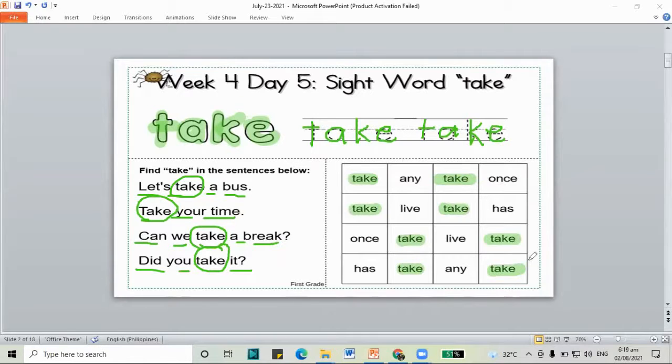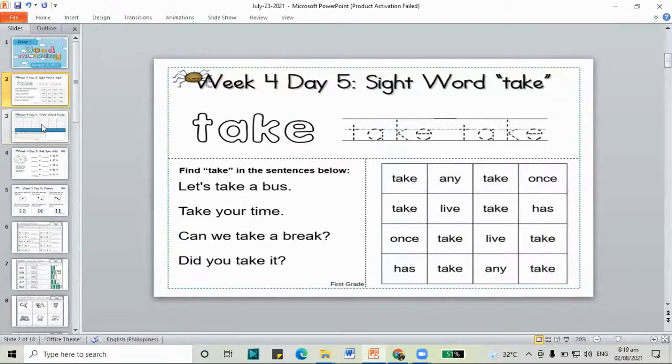1, 2, 3, 4, 5, 6, 7, and 8. There are 8 take words. If you're not yet done, you can pause the video and then you can play it again once you're done. Are you done with the work? How about let's move to our next page, okay?